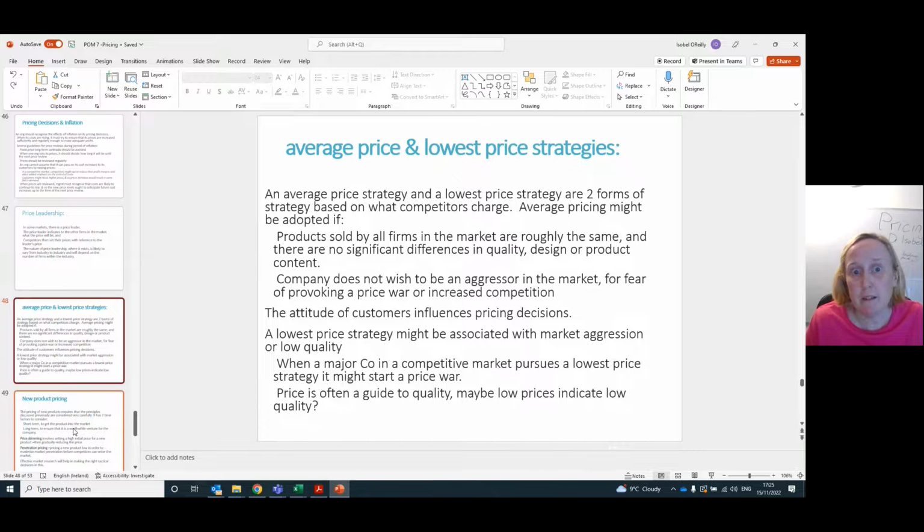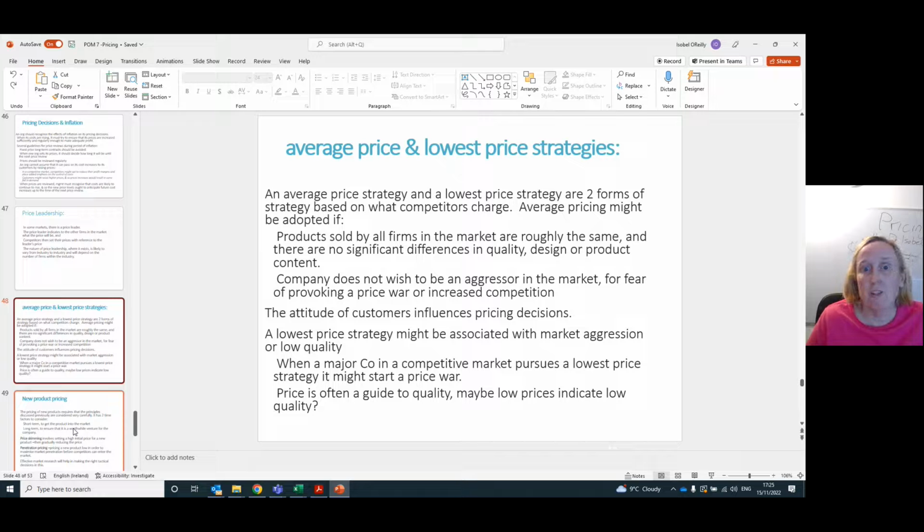Average pricing might be adopted if products sold by all firms in the market are roughly the same and there's no significant differences in quality, design or product content. The company does not wish to be an aggressor in the market for fear of provoking a price war or increased competition. The attitude of customers influences pricing decisions.